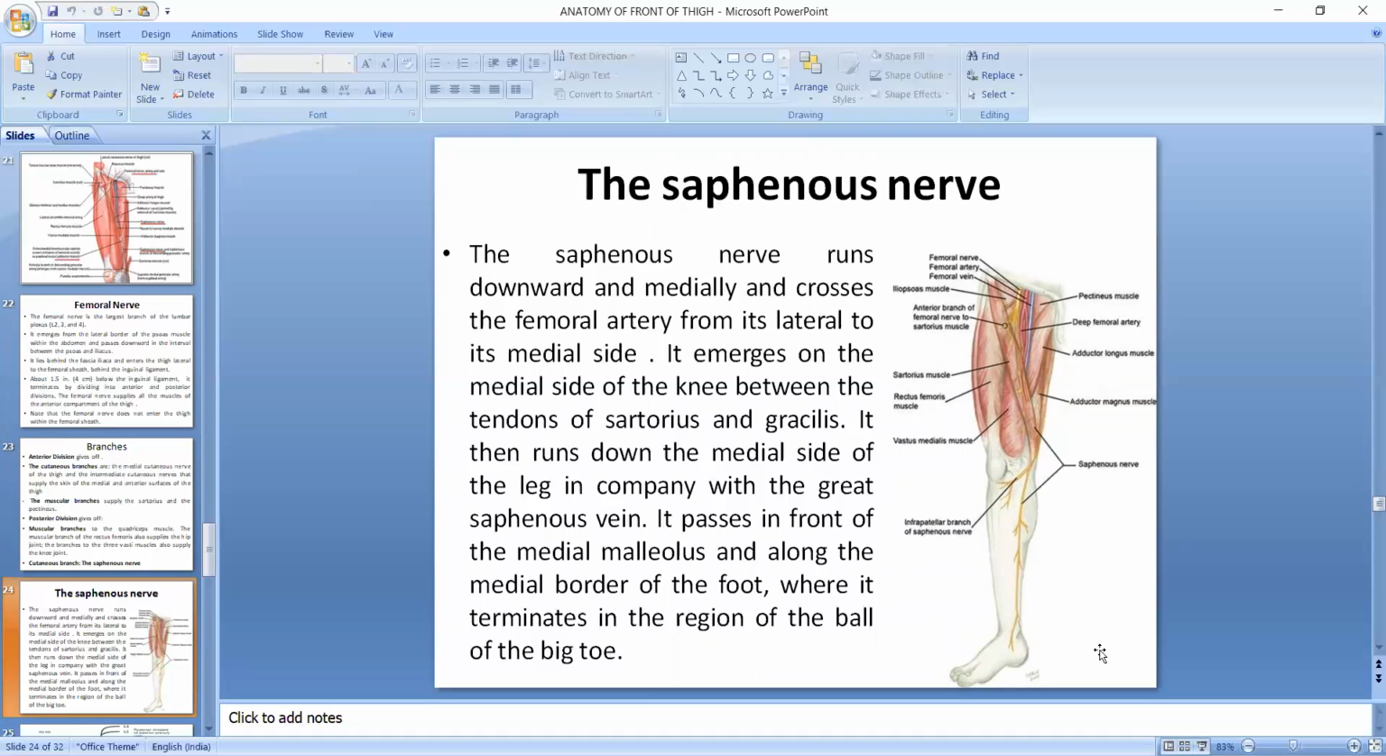It passes in front of the medial malleolus and along the medial border of the foot, where it terminates in the region of the ball of the big toe.